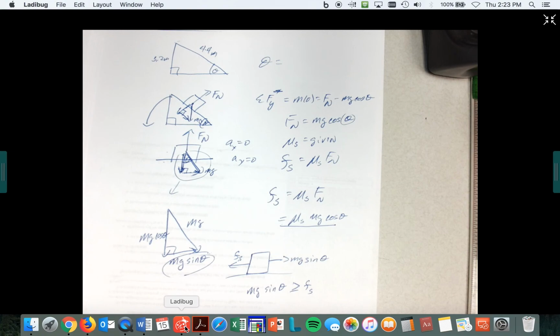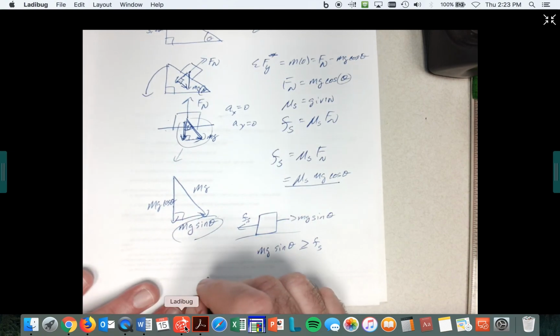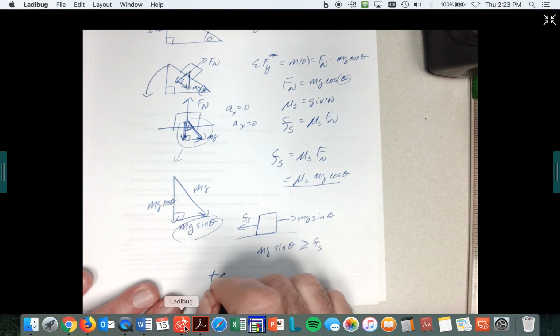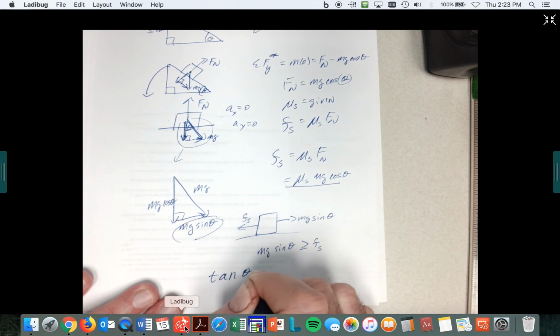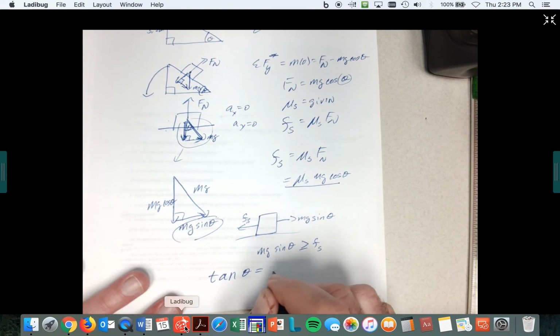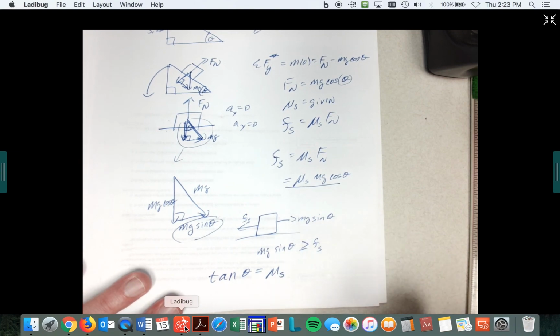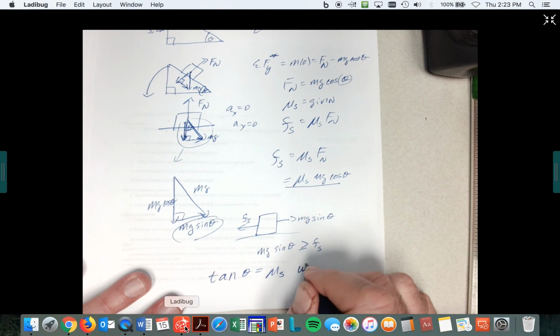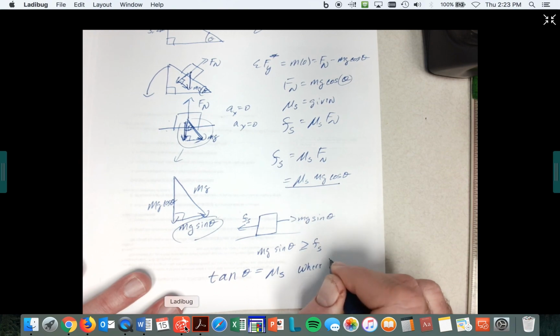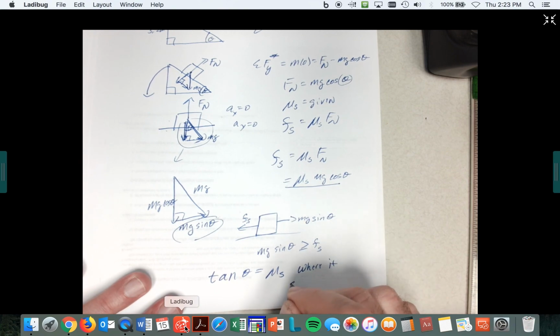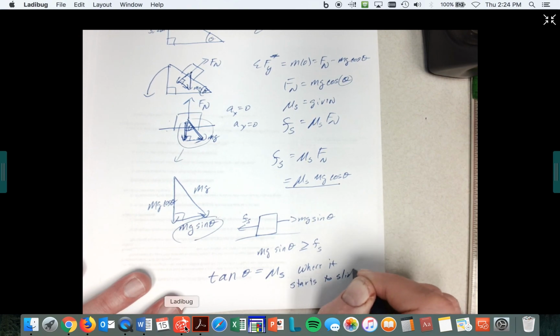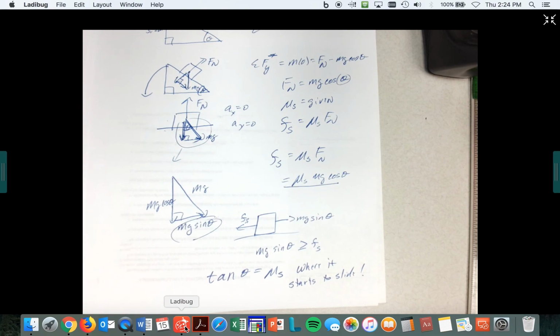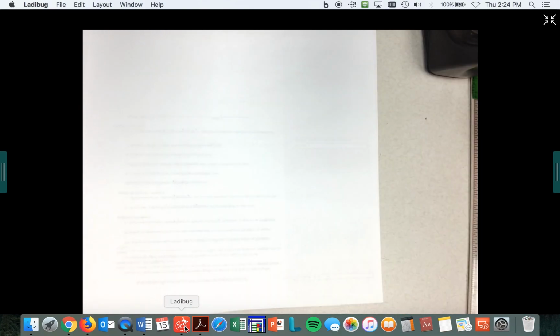You can also say that if the tangent of the angle is equal to mu of s, believe it or not, that's where it starts to slide. That's a nice little bonus thing you just learned. All right, good. Let's stop here and look at some more.